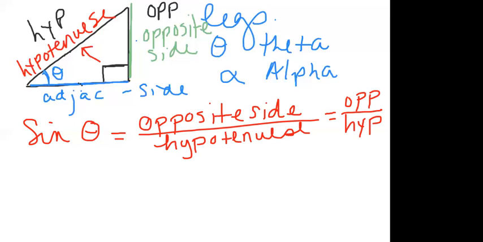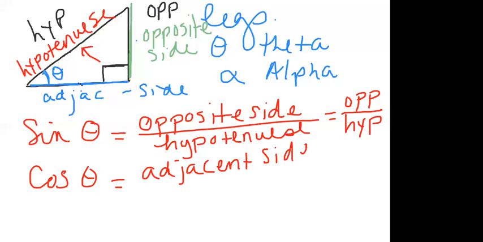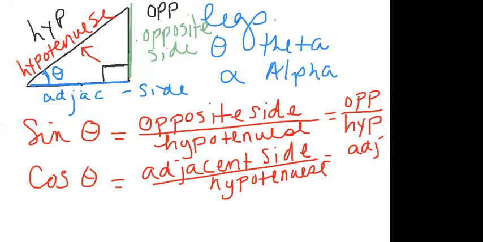Now, let's move on to cosine. Cosine of theta is defined as the length of the adjacent side over the length of the hypotenuse. All right, guys. So when we abbreviate that, it's going to become ADJ over HYP, as in the abbreviated version of adjacent, the abbreviated version of hypotenuse, okay? So adjacent over hypotenuse.